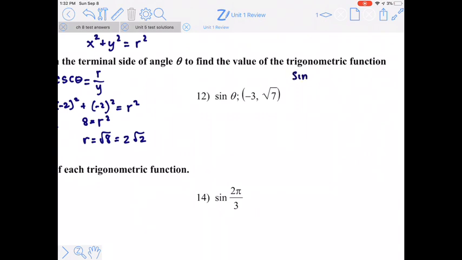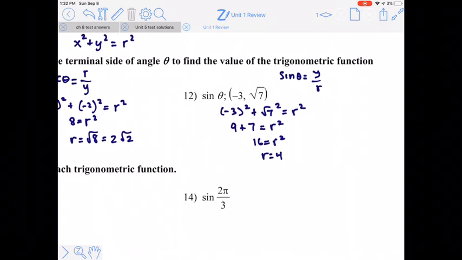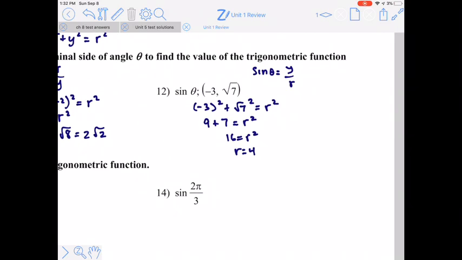The definition of sine is the reciprocal of cosecant, so it's y over r. So again, we need to find the value of r using this Pythagorean theorem. Negative 3 squared is 9, square root of 7 squared is 7. So r equals 4. So then the sine would be the y value divided by the value of r.